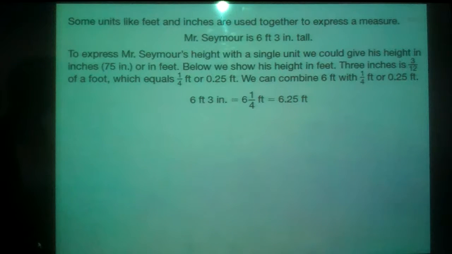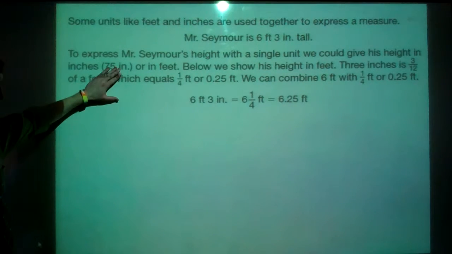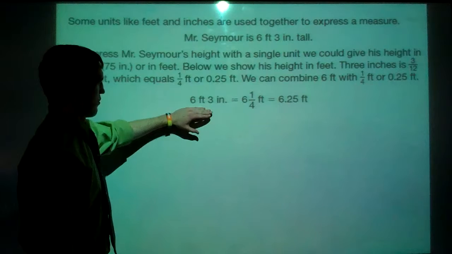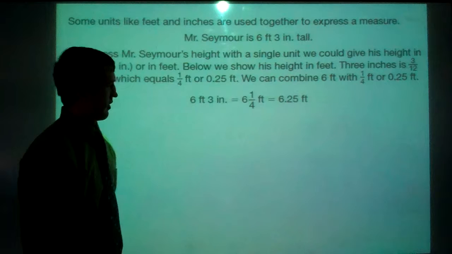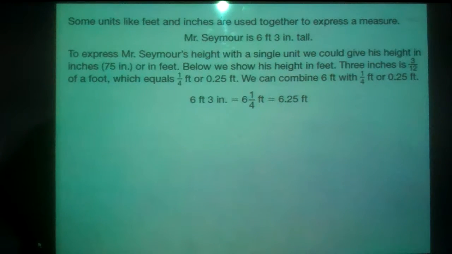Moving on, skip that one. Alright. Also, some units, like feet and inches, are used together to express the measure. For instance, Mr. Seymour is 6 foot 3 inches tall. To express Mr. Seymour's height with a single unit, we could give his height in inches, 75 inches, or in feet. So you can convert to inches, get 75 inches, or 6 feet 3 inches is also 6 1/4 feet, or 6.25 feet if you convert to a decimal, because 3 inches is 1/4 of a foot.